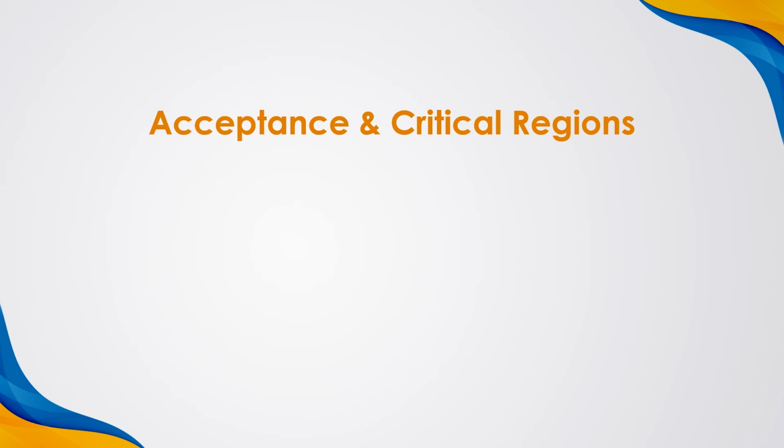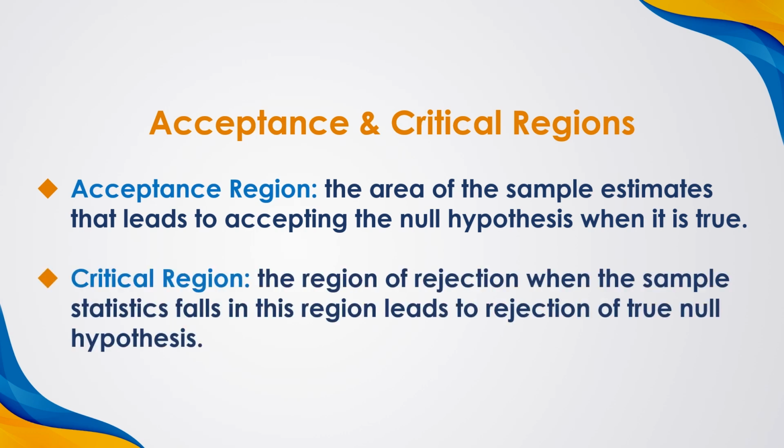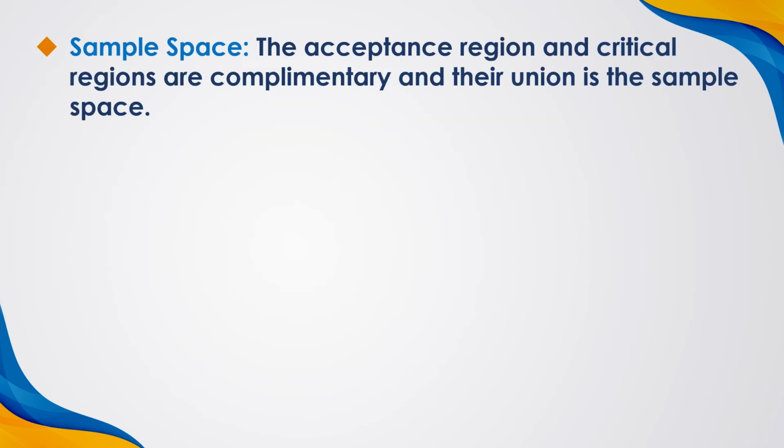Coming to the acceptance and critical regions, the critical region is a region of rejection, and the accepting region is a region of acceptance. What does it mean? When a sample point falls in a region that leads to acceptance of the null hypothesis, you call it the acceptance region. When a sample point falls in a region that leads to rejecting the null hypothesis, you call it the rejection region or critical region. So, the sample space is a combination of both.